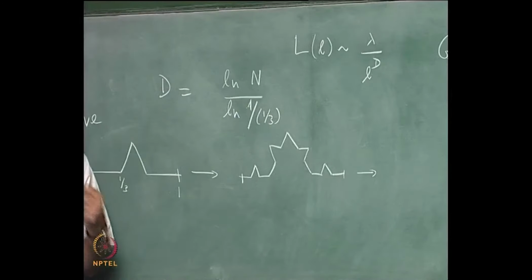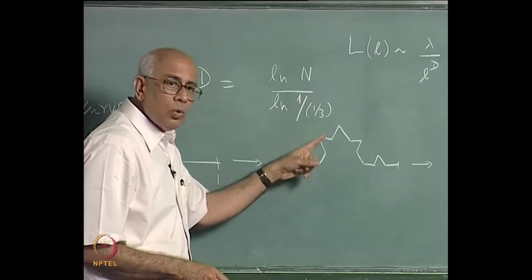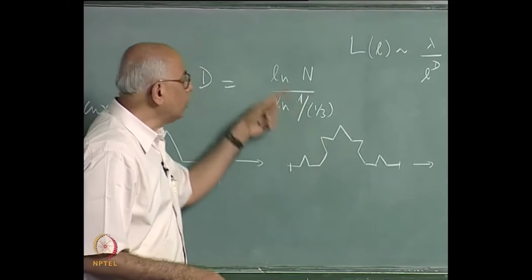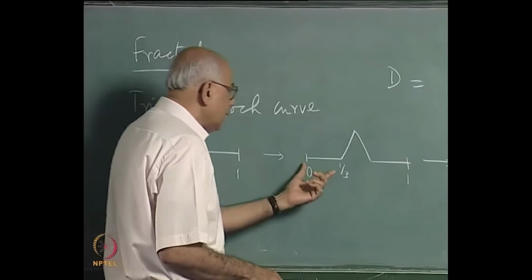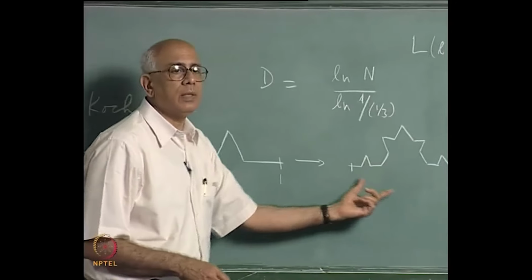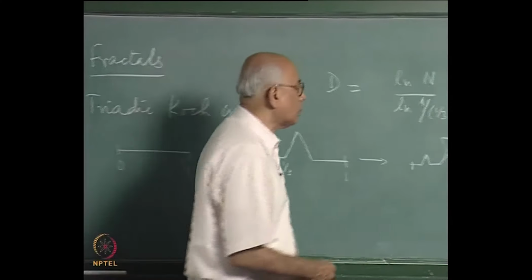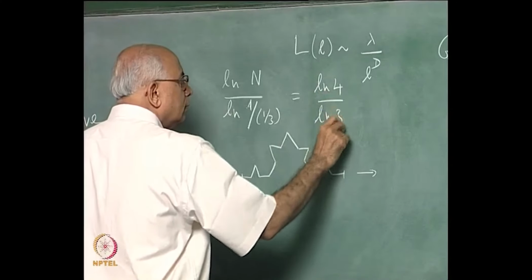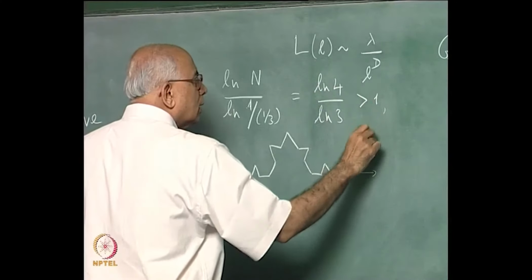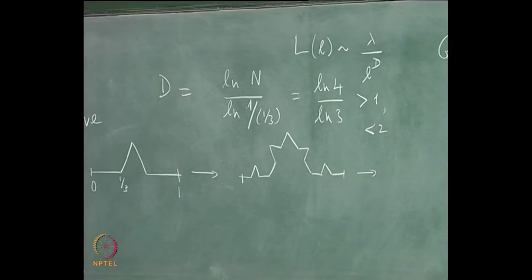So if the demagnification factor is 1/3, then it is log of 1 over that factor, and in the numerator you have the log of the amplification factor, namely each unit here gets broken up into how many pieces here, and what is that equal to in this case? It is 4. So this is equal to log 4 over log 3, and this is greater than 1 but less than 2. That is the fractal dimensionality or box counting dimensionality of this fractal curve.